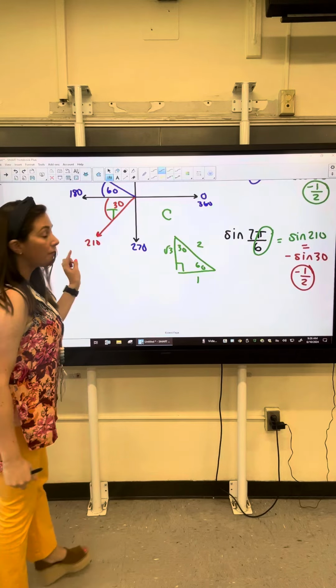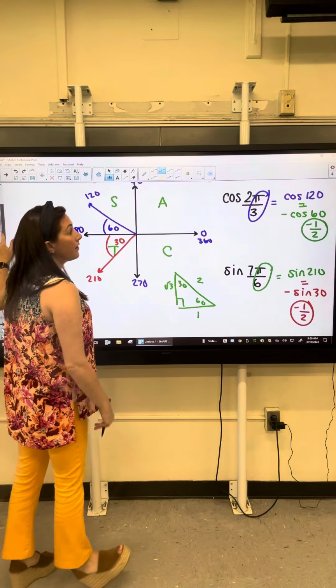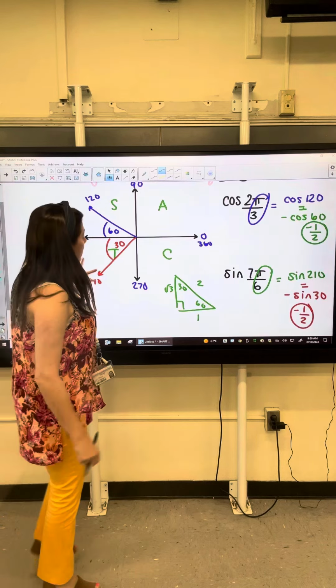Okay, so that's how I do reference angles. You do need to know this for AP Calculus. You're going to have to evaluate in a lot of units. And that's it.